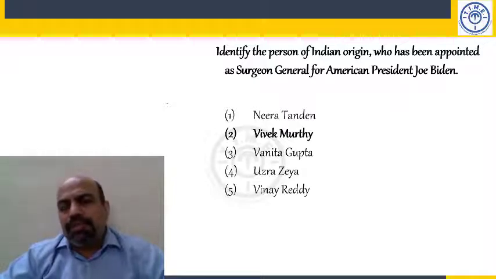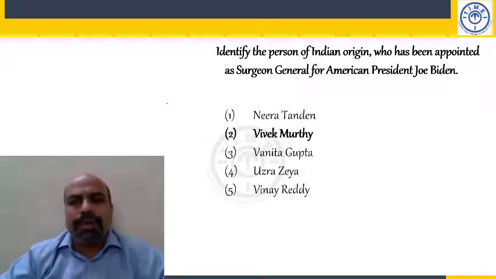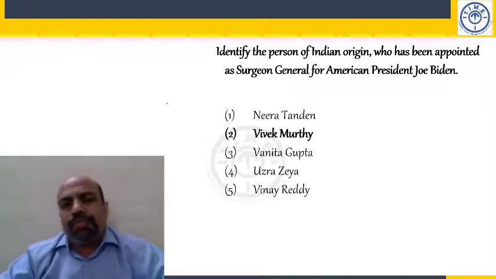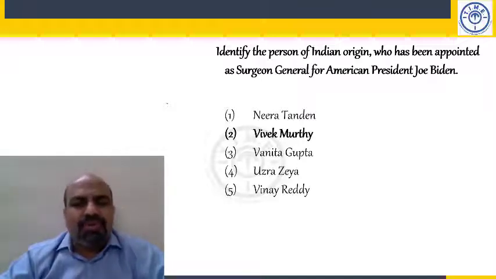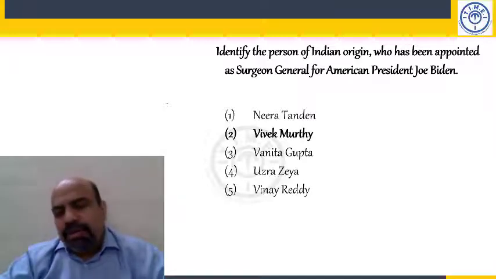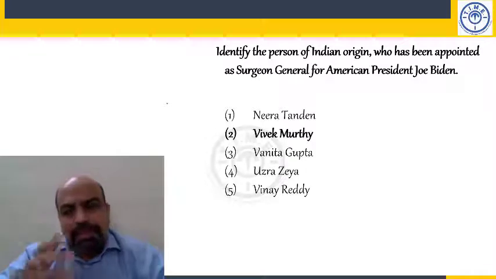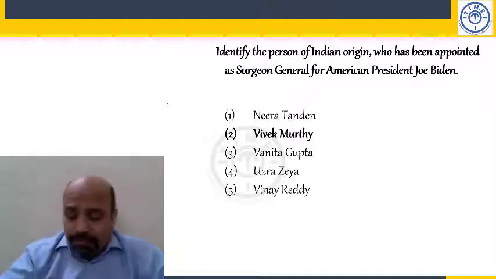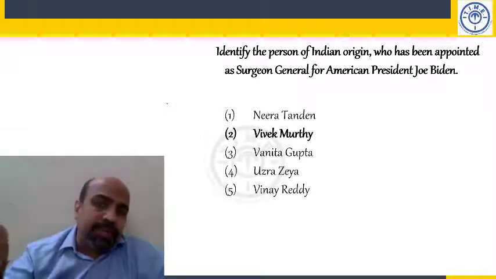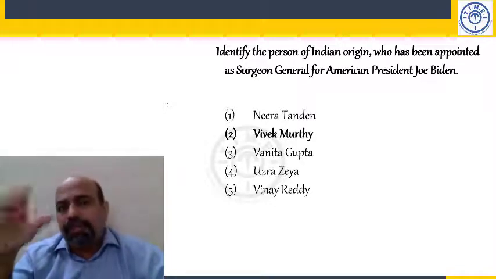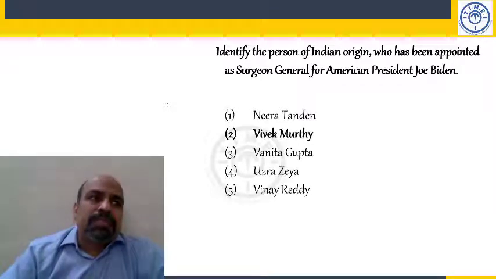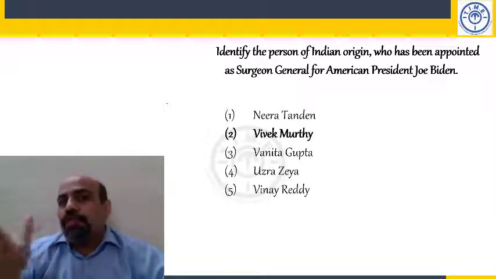Identify the person of Indian origin who has been appointed as Surgeon General for the American President Joe Biden. Vivek Murthy. He was also the Surgeon General for Barack Obama. Neera Tanden, you don't need to know all these things, but I'll tell you. Neera Tanden was born in America. She was to be nominated by the Joe Biden administration to the Office of Budget Management. But some Republican senators said that they would not vote for this lady, so her appointment would not be confirmed.